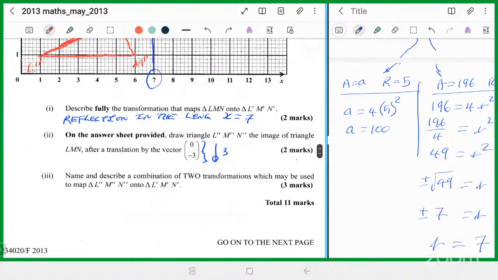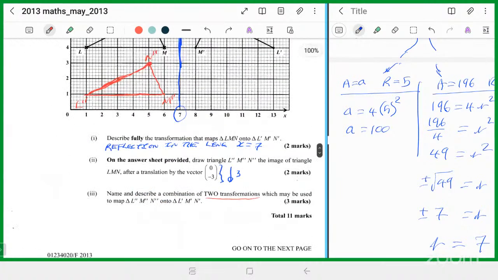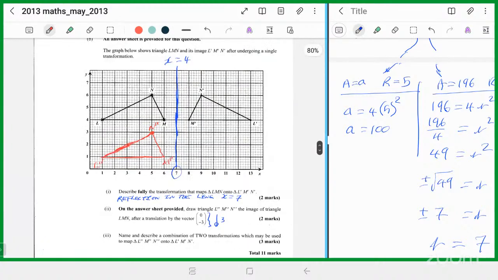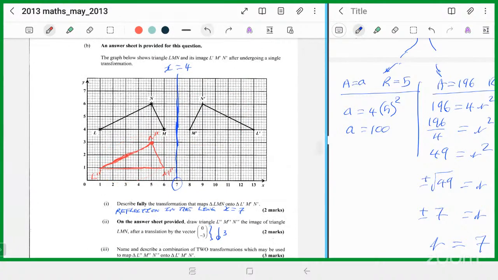Name and describe a combination of two transformations which may be used to map the double prime back to the prime. This to this. A glide reflection: a translation 3 units up followed by a reflection in y equals 4. It's a glide reflection.